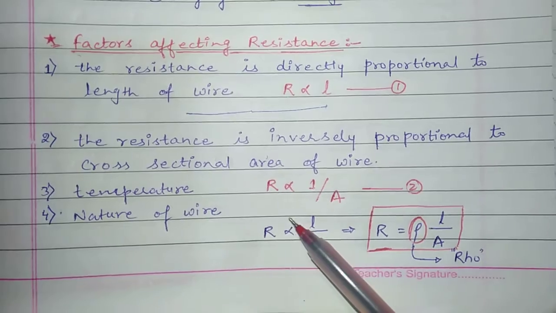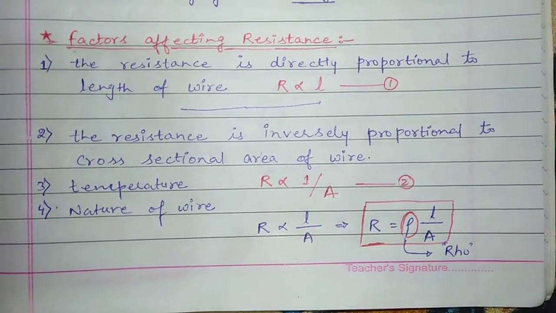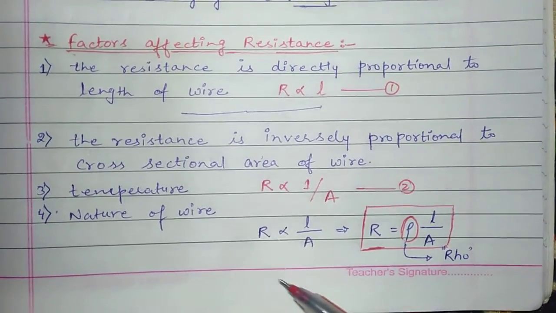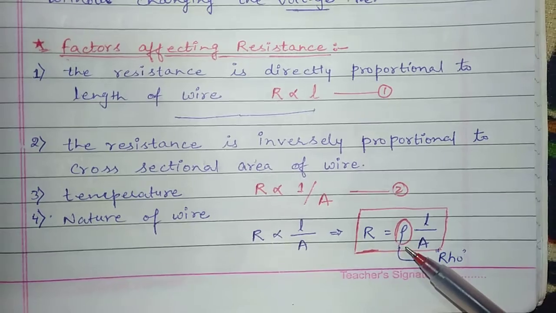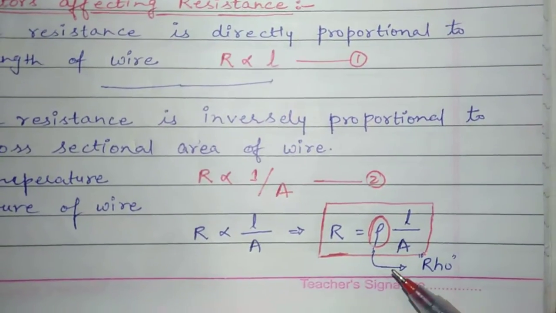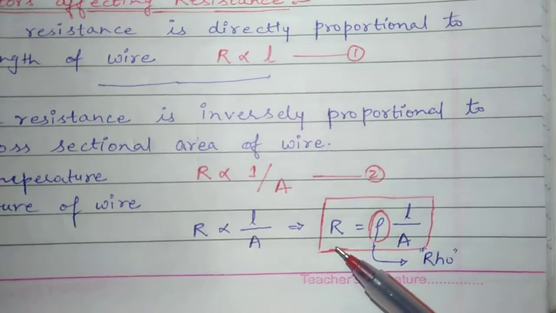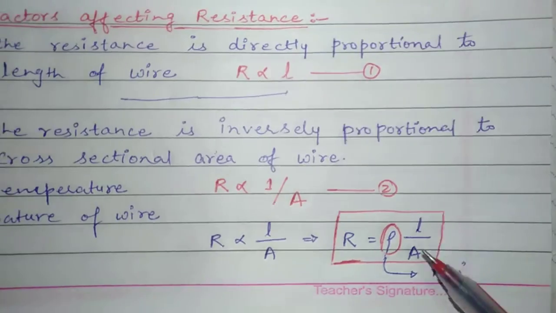If we combine these two relations, we get this condition. And as we remove the proportionality sign, we need to bring in a constant, which is a different constant. This is rho. So what is the exact formula? R is equal to rho L upon A. About this we will discuss later.